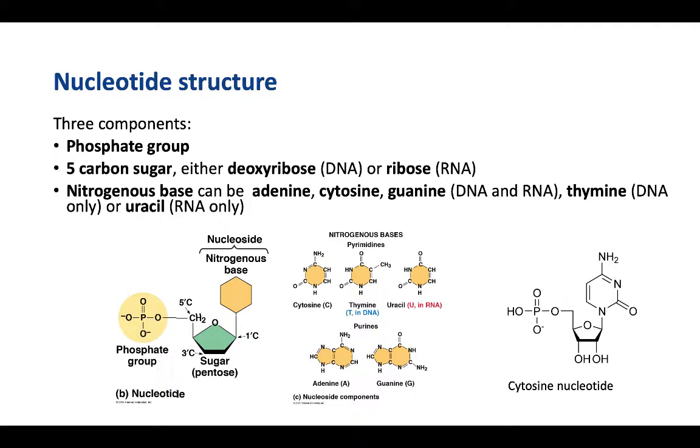So this is what a total nucleotide looks like, a specific one. This is, again, the cytosine nucleotide, and it has a phosphate group. It has a deoxyribose sugar, and then it has the cytosine nitrogenous base.